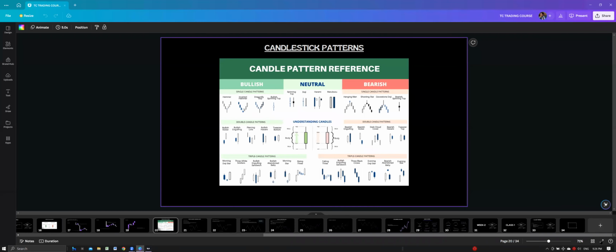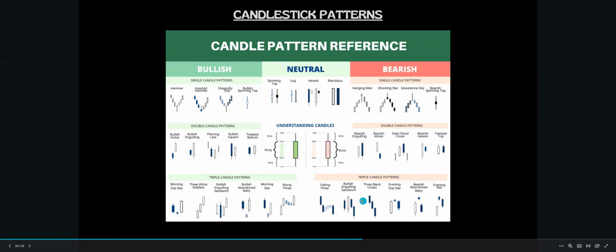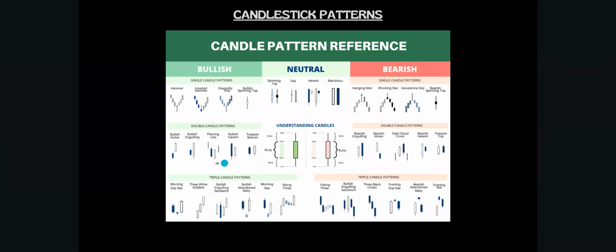So let's look at another pattern here. Let's see. All these double candle patterns are pretty much a similar thing, right? They show you two candles together and they show you how one candle overtakes another candle. If the sellers are overtaking the buyers or the buyers are overtaking the sellers, right?